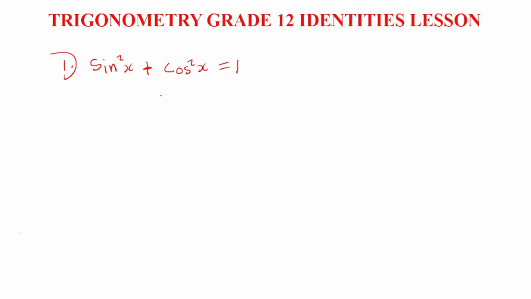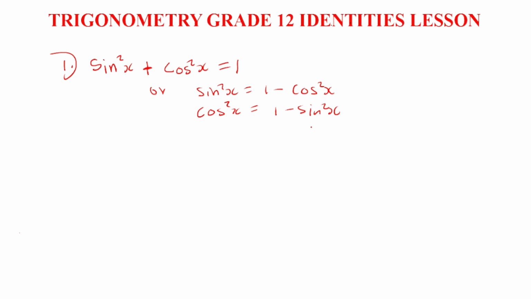Basically, you also need to know the reciprocal of this. It can also be written as follows: sine squared x is equal to 1 minus cos squared x. And then also it can be written as cos squared x is equal to 1 minus sine squared x.